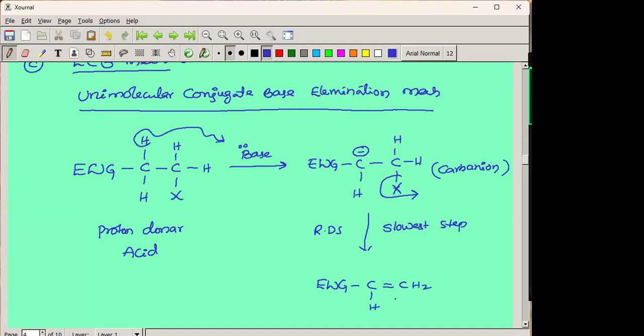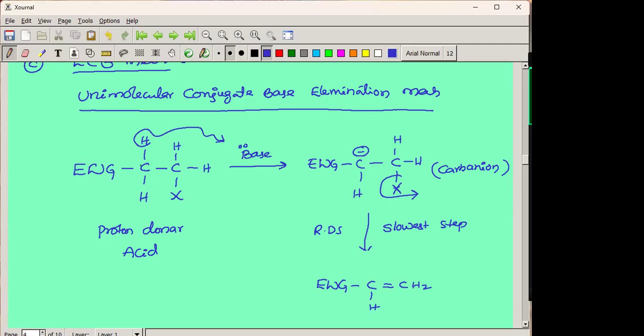What is the difference compared to the above case? There, a single step mechanism proceeded. Here it is a two-step mechanism. In the first step, the base as well as this alkyl halide are involved. But this is not a rate determining step or slowest step. This is a fast step because the electron withdrawing group is there. It takes electrons easily.